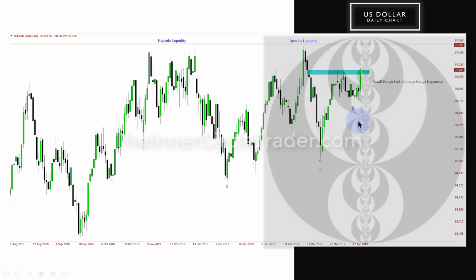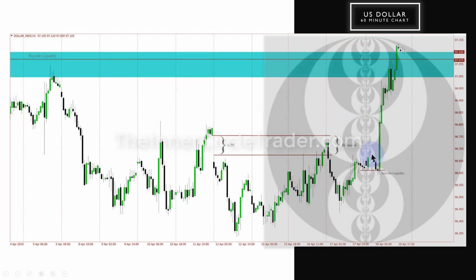Moving on into an hourly chart. This is that volume imbalance on the daily, that shaded area.